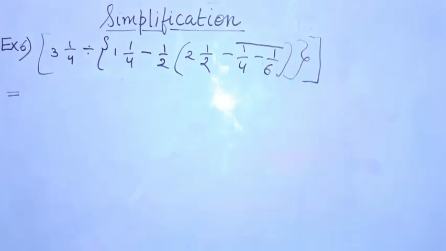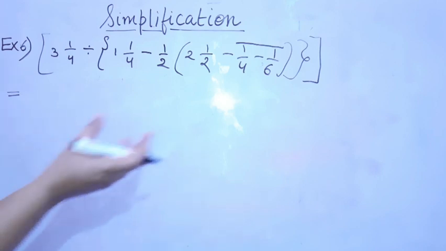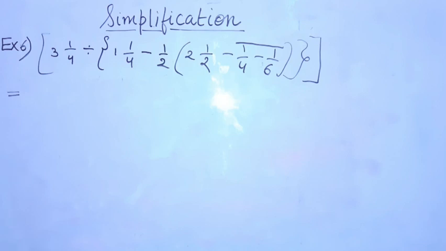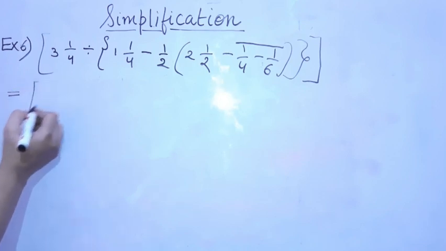Now we have to solve this question. As per the BODMAS rule and as per the brackets, which bracket will be opened first? We have to remove the bar first. Now please tell me in the comment section what is the LCM of 4 and 6? What is the LCM of 4 and 6?